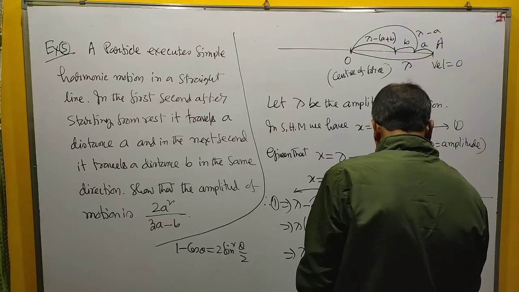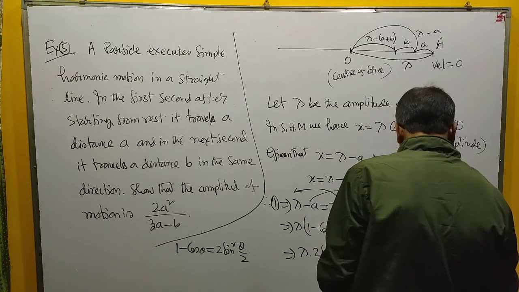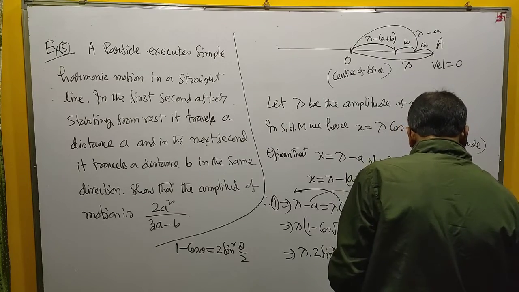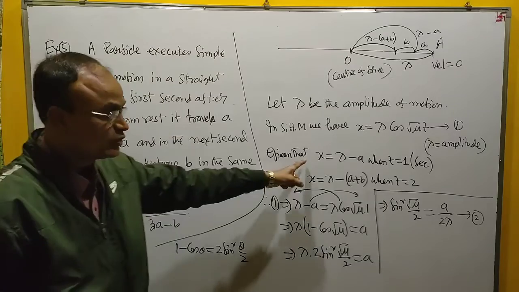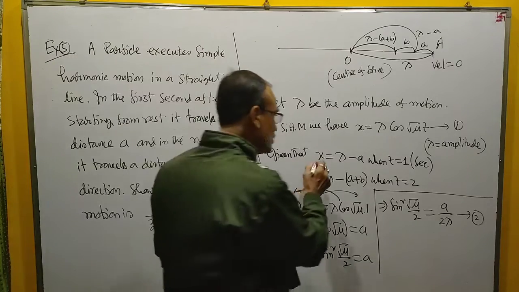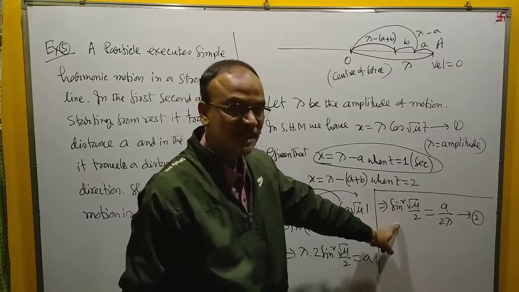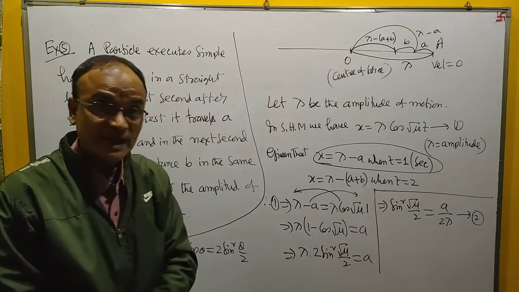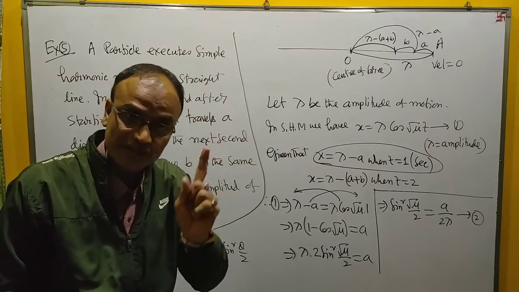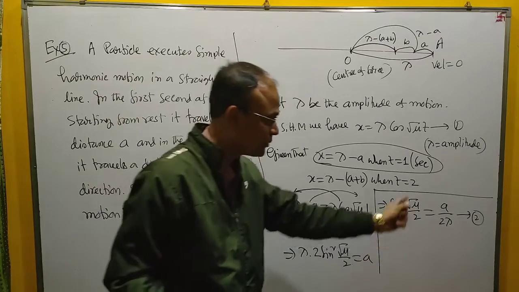This means sin²(√μ/2) equals A divided by twice lambda. Suppose this is number 2. Using this relation, we have obtained sin²(√μ/2) equal to A divided by twice lambda. We have to find the value of lambda. Remember that we have to find the value of lambda in terms of A and B.